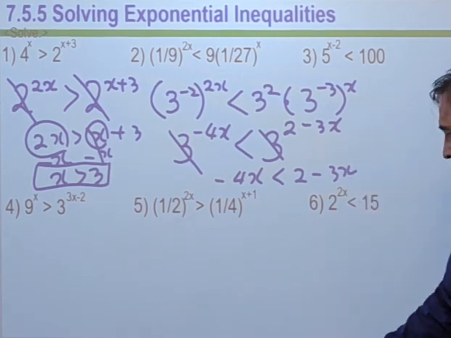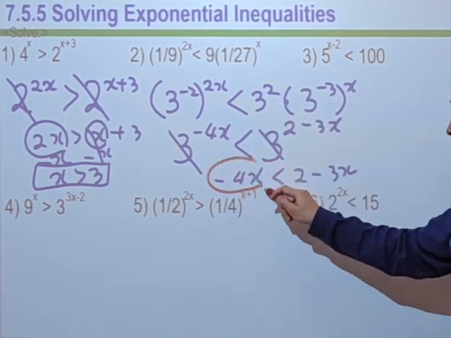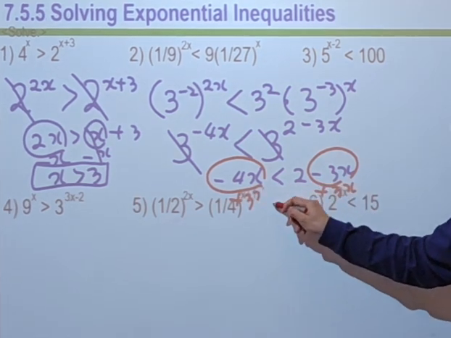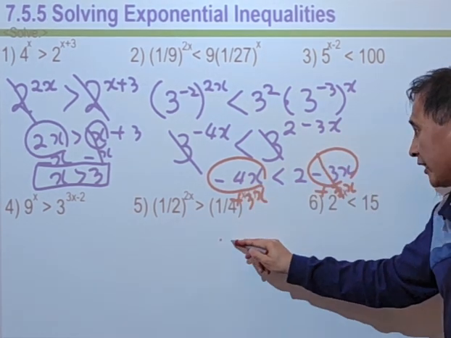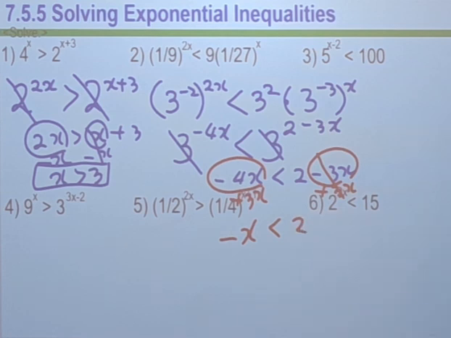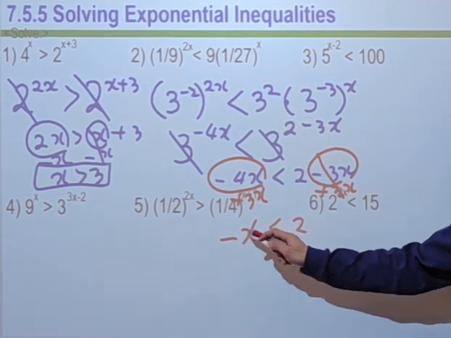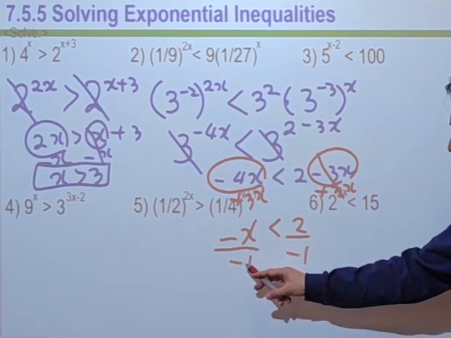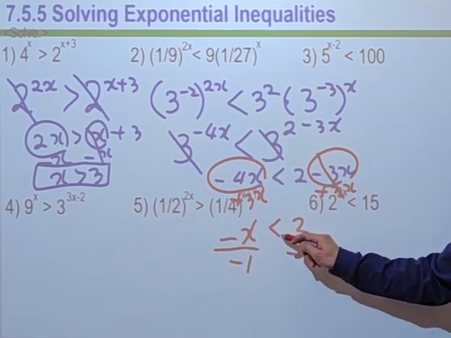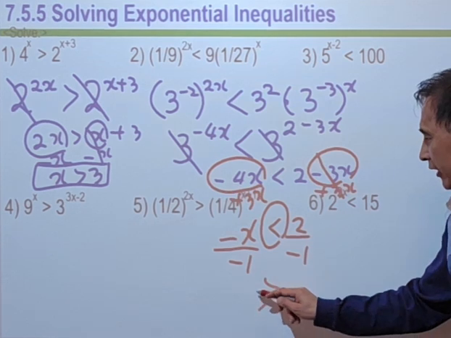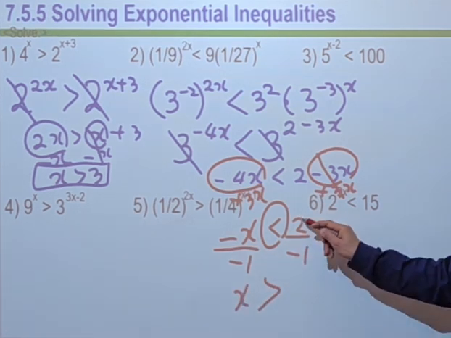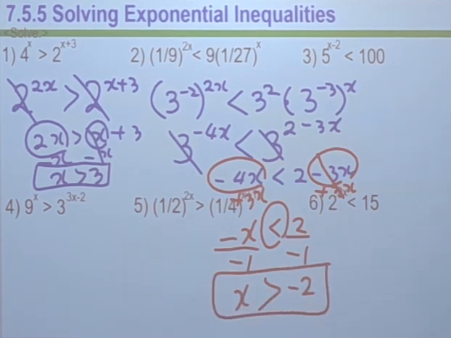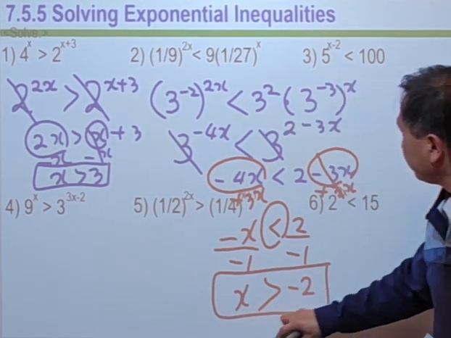I can combine 3x and minus 4x. I add 3x here, I add plus 3x here. So I cancel that. So this is minus x smaller than 2. Still I need to get rid of minus, so that's minus 1 times x, so I'm going to divide by minus 1. But when you divide or multiply by a negative number, the inequality sign should flip. So this is x, and this is 2 divided by minus 1, that's negative 2, that's the answer. Okay, so not that hard.